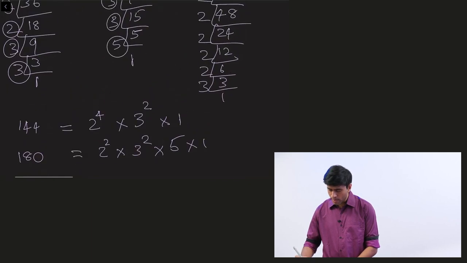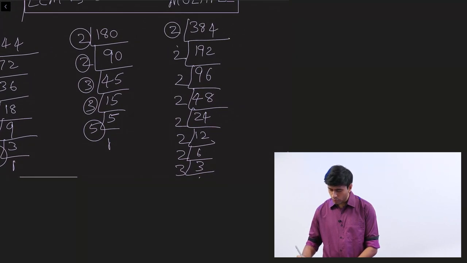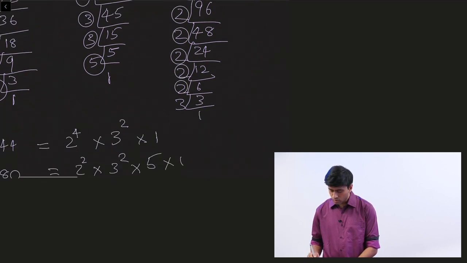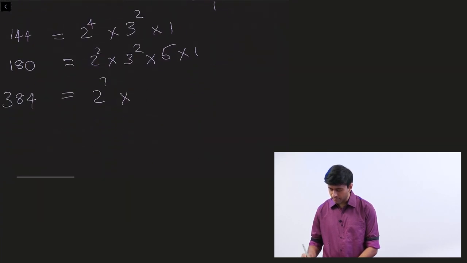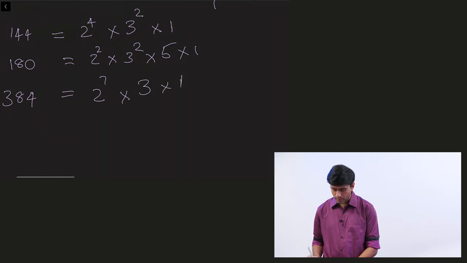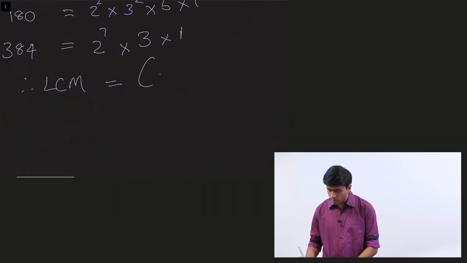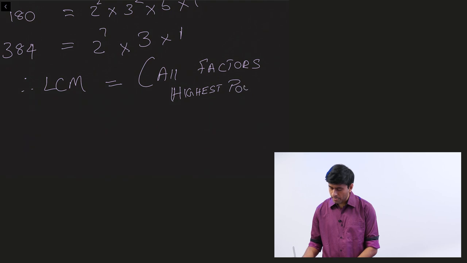It's got 1 2 3 4 5 6 7 2s. So it is 2 to the power of 7. And how many 3s? 1 3 and 1. Therefore, now we know how to do LCM. Remember, you have to take all factors but highest powers. This is how you take the LCM.